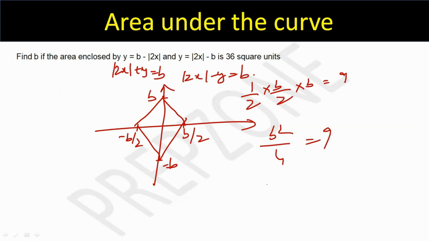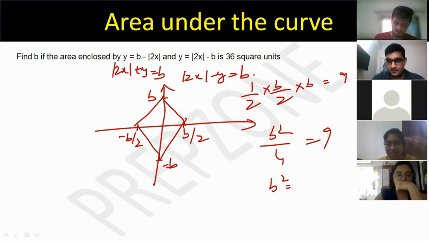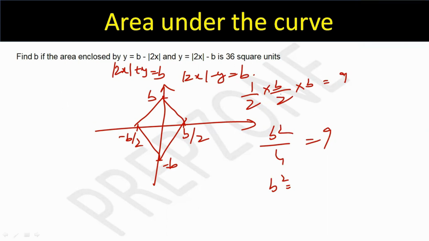Then b equals 6? Then b equals to? 6. But you mentioned 6 root 2 as the answer? Sir, I took the y-intercept also as b by 2 by mistake. Okay.